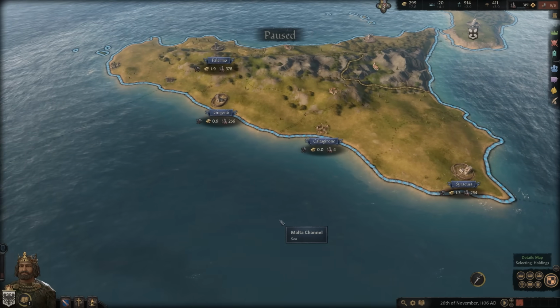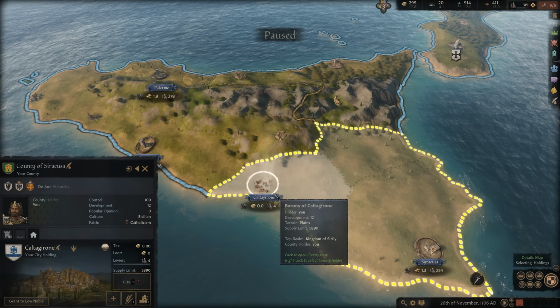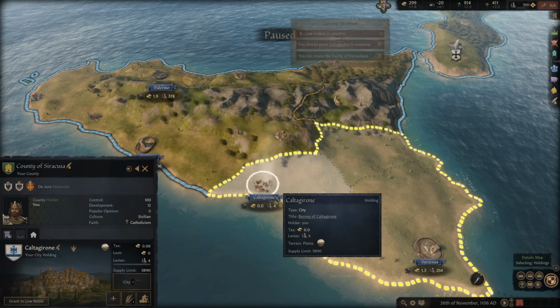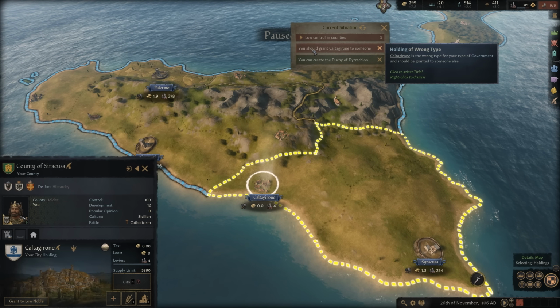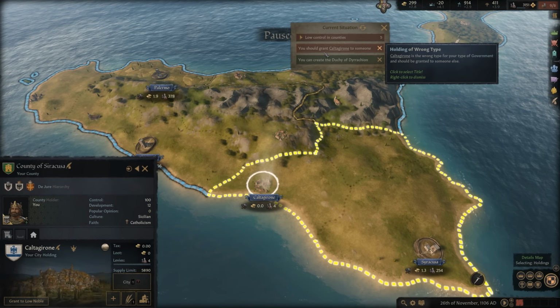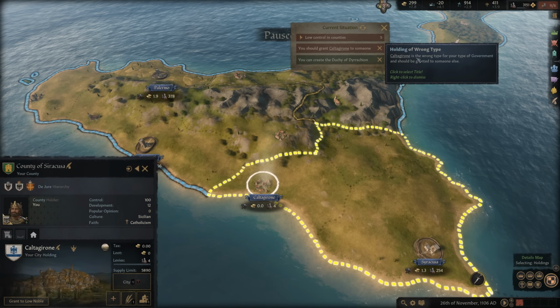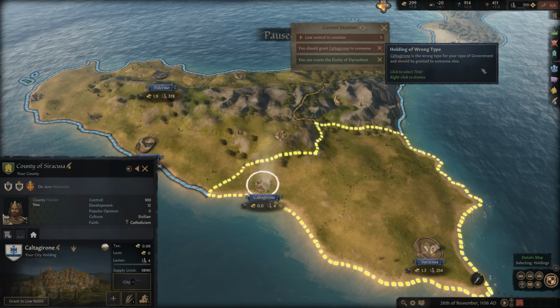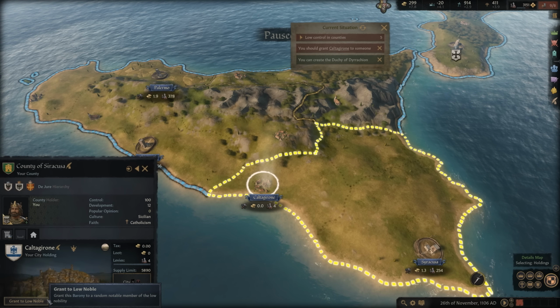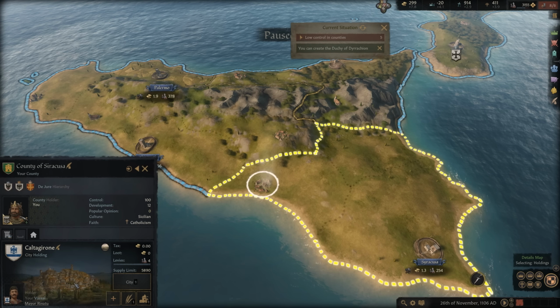But the last thing I want to talk about in this section is the mayor of a city, since a lot of you have talked to me about this. So if I bring up the issues tab, it says you should grant this city to someone, and holding is of wrong type. It's the wrong type for your type of government and should be granted to someone else. So I can just press this button and it will take care of it for me. Boom, there we go.